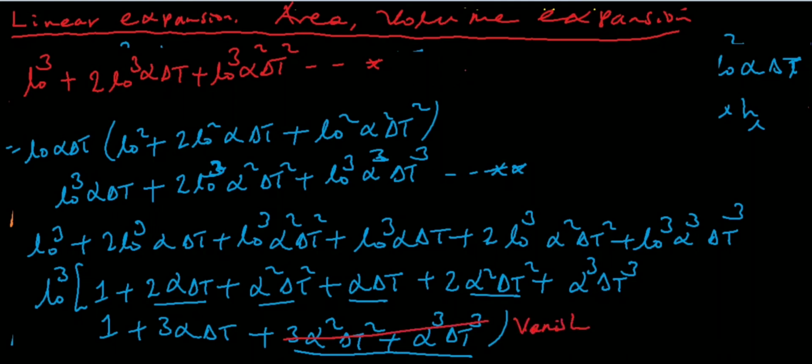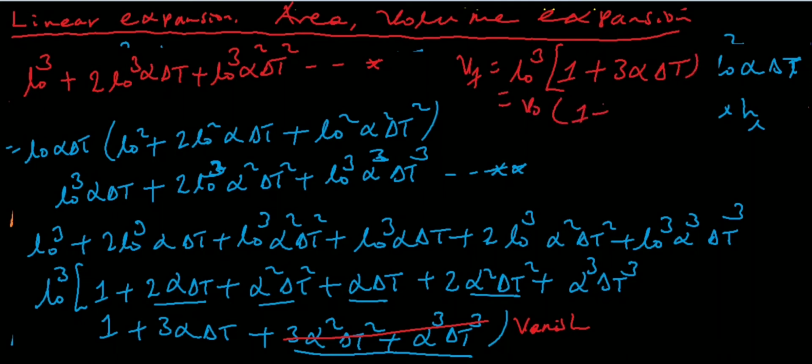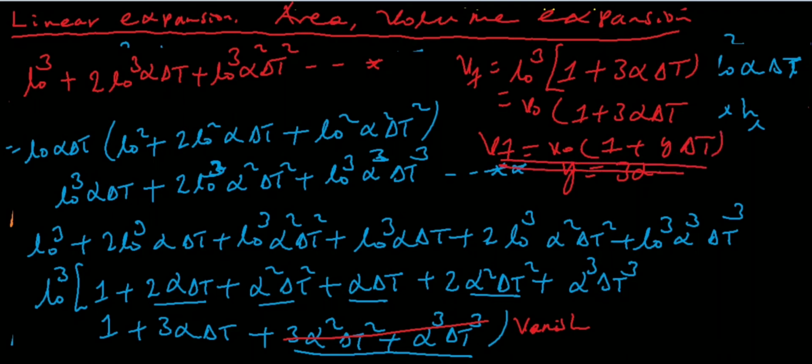Then what is left? V final is equal to L naught cube into 1 plus 3 alpha change in temperature. This is equal to V naught into 1 plus 3 alpha change in temperature, where gamma is 3 times alpha. Therefore, V final is V naught into 1 plus gamma change in temperature. This is our general equation to find the increase in volume.